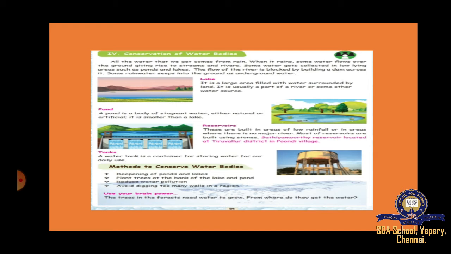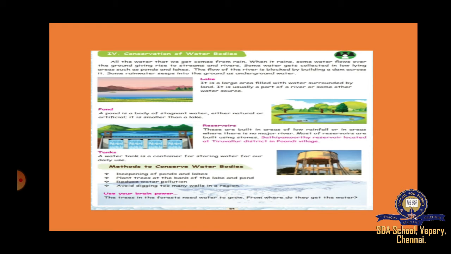But what will happen when it rains? Some water flows over the ground, giving rise to streams and rivers. Some water gets collected in low lying areas such as ponds and lakes. The flow of a river is blocked by building a dam across it. Some rainwater seeps into the ground as groundwater. So some rainwater will go into the ground and form groundwater, underground water, that is useful for wells and bores.